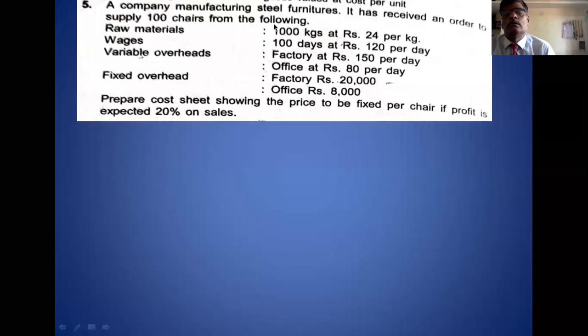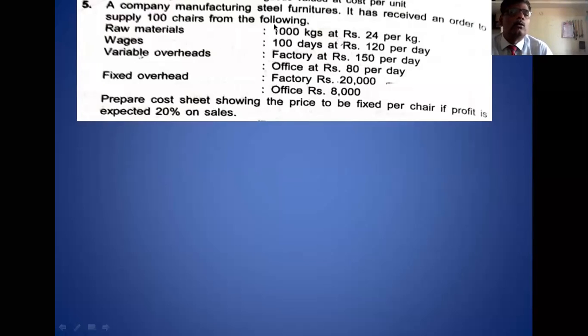Raw material required: you require 1000 kg of raw material. Rate per kg is 24. If you take the product of this, you will get the total raw material cost. And wages: you require 100 days to complete the job. Then per day wage is 120. And the product of this is the total wages required for 100 chairs.